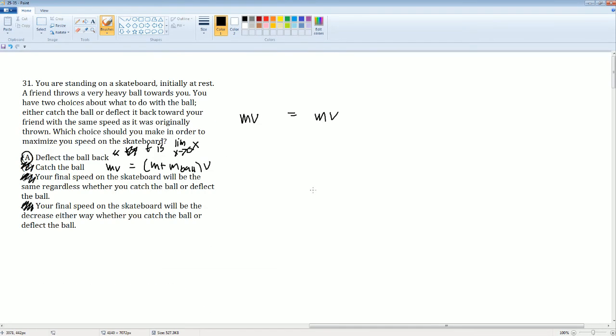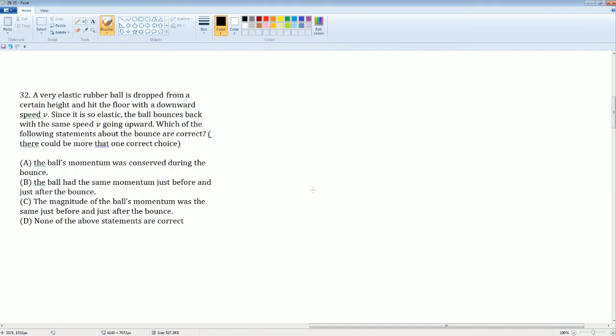Did I skip? Oh, that is 31, 32. In this scenario, you're going to look for which of the following statements about the bounces are true. An elastic rubber ball is dropped from a height and hits the floor with a downward speed of v. Here's the ball, dropped from a certain height. It's so elastic that the ball bounces back with the same v. So v equals 5, so the ball bounces back at v also 5.